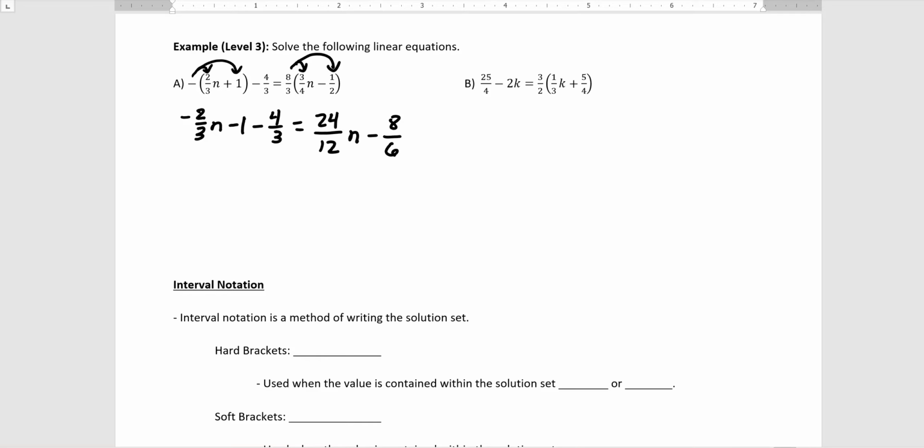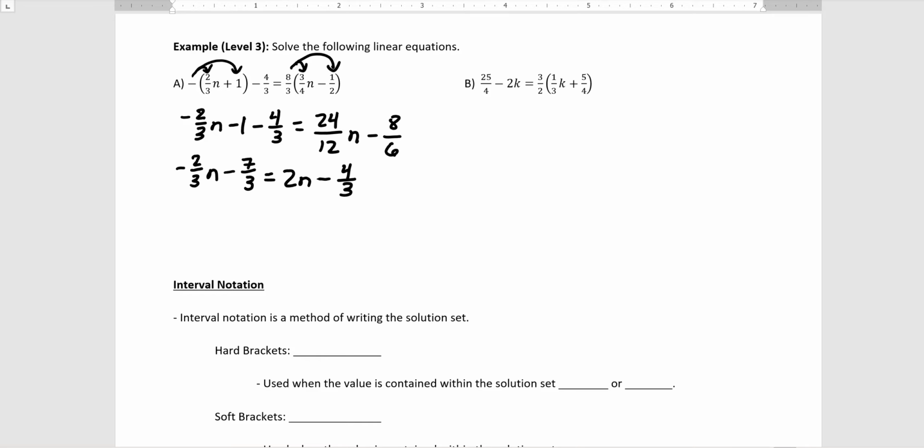All right. So I'm going to combine some like terms, simplify stuff a little bit here. So I have negative 2/3 n. Now I have negative 1 minus 4/3. So that's the same as negative 3 over 3. So I'd end up with negative 7/3 equals 24 over 12 is just 2n. And then minus 8/6 can be reduced to 4/3.